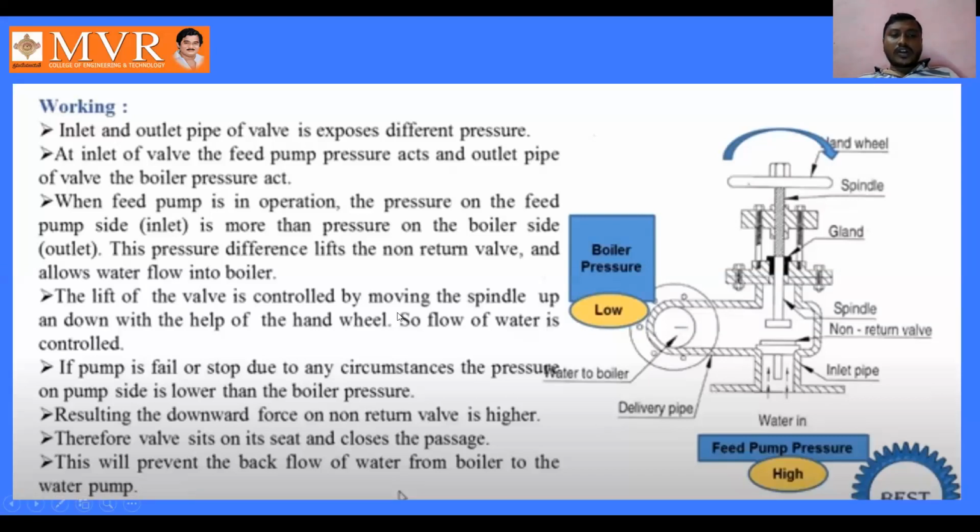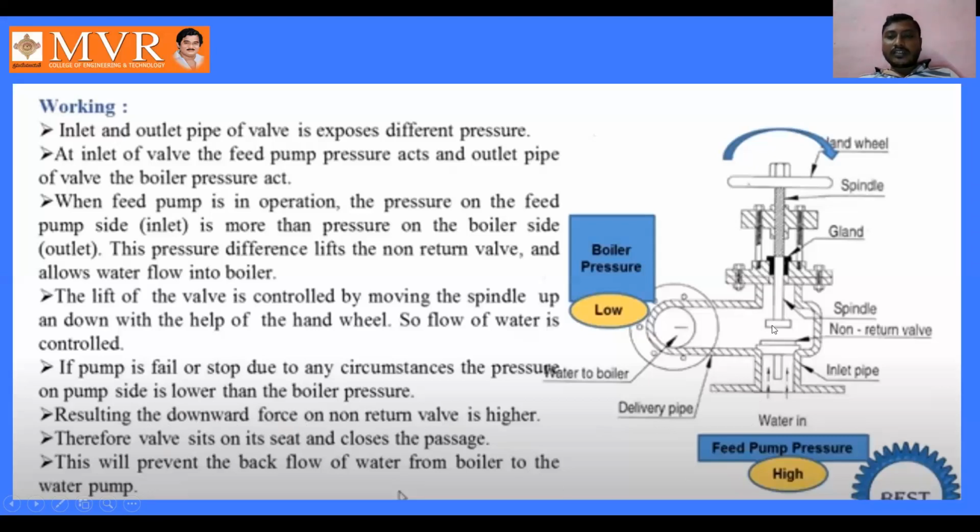The lift of the valve is controlled by moving the spindle up and down with the help of the hand wheel, so the flow of water is controlled. If the pump fails or stops due to any circumstances, the pressure on the pump side is lower than the boiler pressure. When the pump fails, the feed pump pressure is low and the boiler pressure is higher, resulting in a higher downward force on the non-return valve, and therefore the valve sits on its seat and closes the passage.